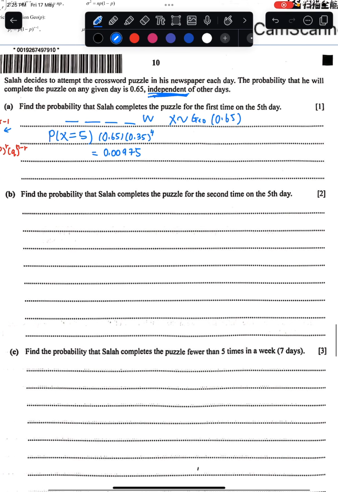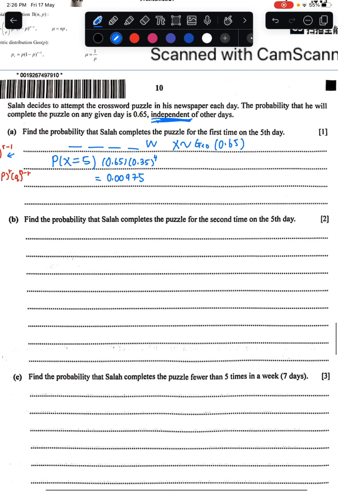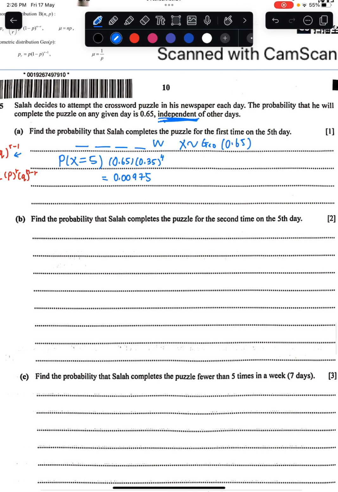So B: the probability that Salah completes the puzzle for the second time on the 5th day. Okay, you have to actually understand what they want. 0.65, she completes the second time. So out of these 1, 2, 3, 4 days, one of those days she has to complete the puzzle once, either this one, and then she completes the puzzle the 5th time. So this is the second time here.